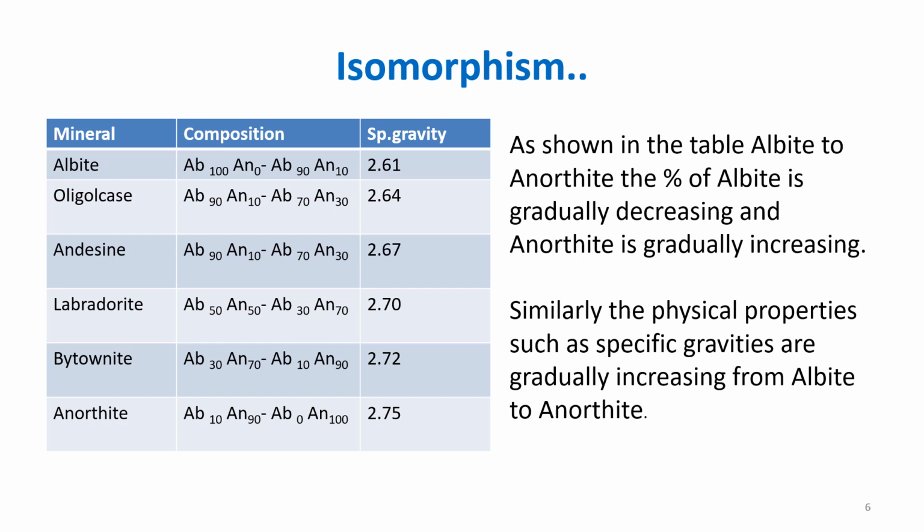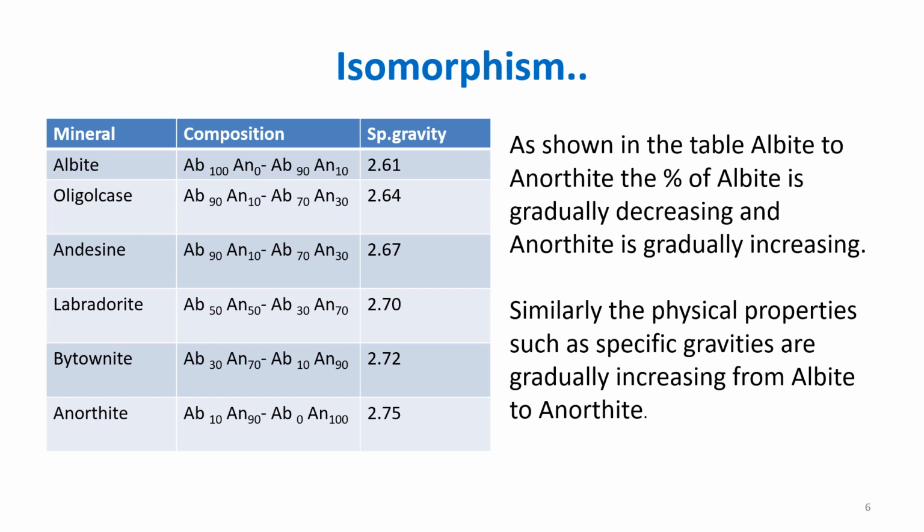The composition may vary, like albite 100 and anorthite 0, to albite 90 and anorthite 10. Here the specific gravity is 2.61. In oligoclase we see albite 90, AN 10 to albite 70, anorthite 30, so albite and anorthite are in equilibrium. Here the specific gravity is 2.64. In andesine, AB 70 and anorthite 30 to AB 50 and AN 50, with a specific gravity of 2.67.